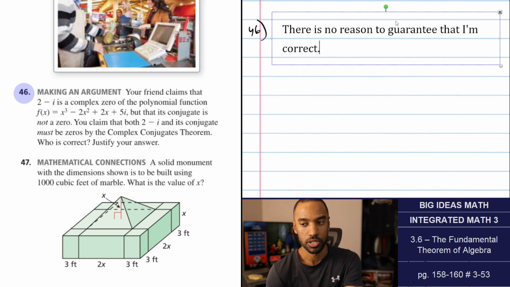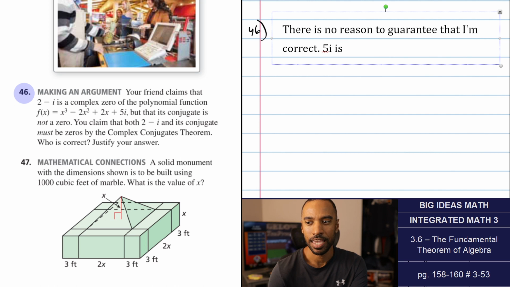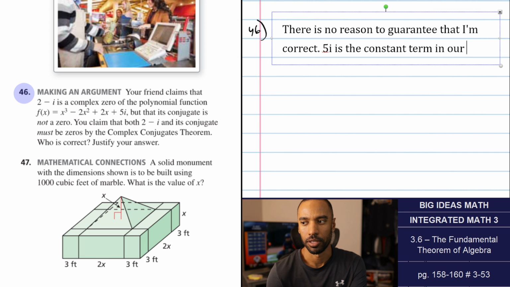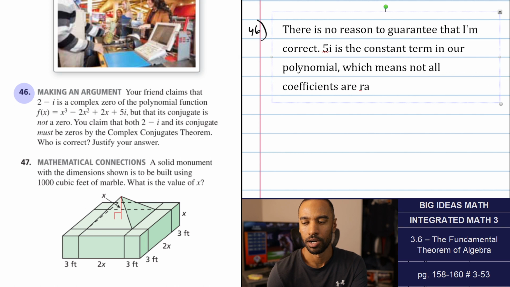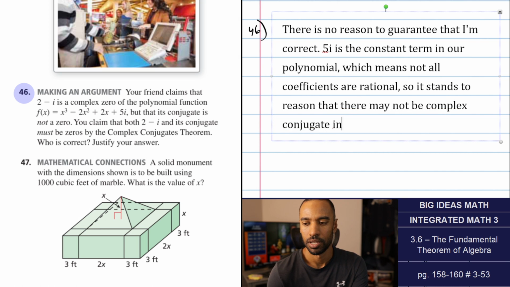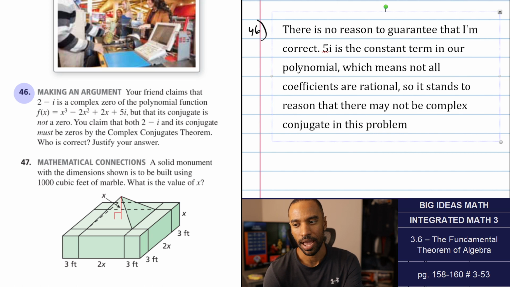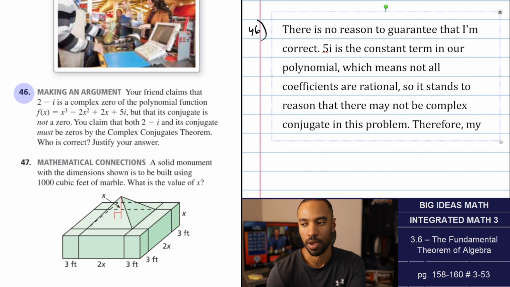See, we've talked about complex conjugates. The difference is those were used to give you rational, real coefficients. I have an imaginary coefficient of 5i there. 5i is the constant term in our polynomial, which means not all coefficients are rational. So it stands to reason that there may not be complex conjugate pairs in this problem. Now it says who is correct. I guess if 2 minus i is one of the zeros, then my friend is correct. Therefore, it appears my friend is correct.